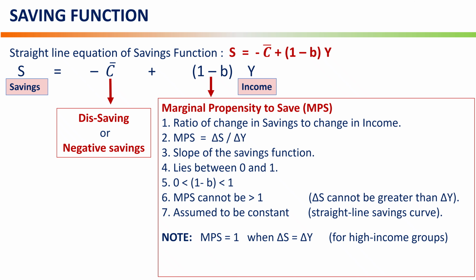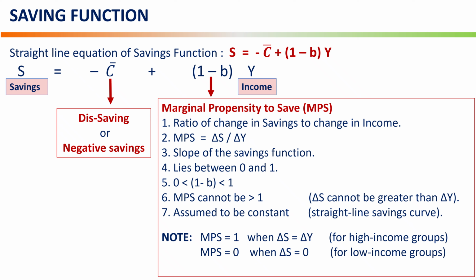MPS generally is between 0 and 1, but can take extreme values of 0 and 1. For high income groups, MPS can be 1 because for them, change in savings can be equal to change in income. Since their income levels are already very high and all their consumption needs have already been met, therefore, when their income increases, the entire increased income can go into savings without increasing the consumption level any further.